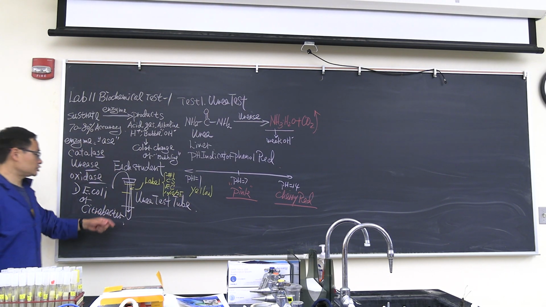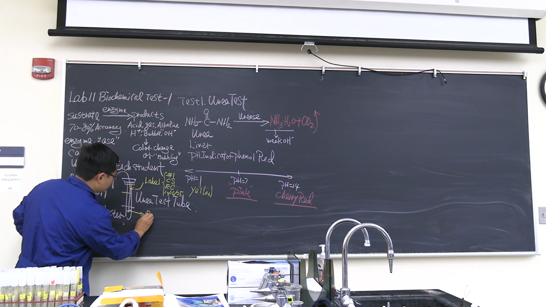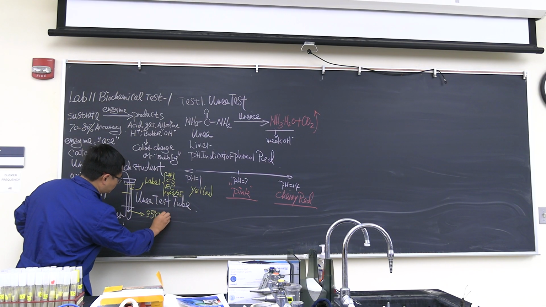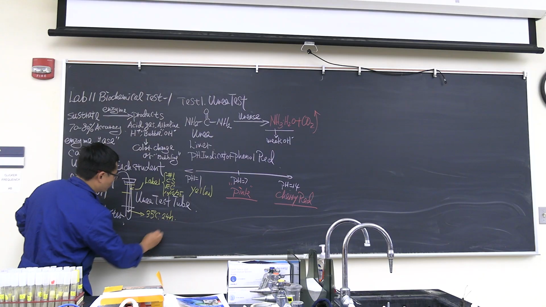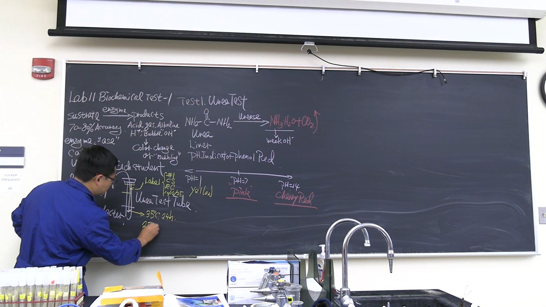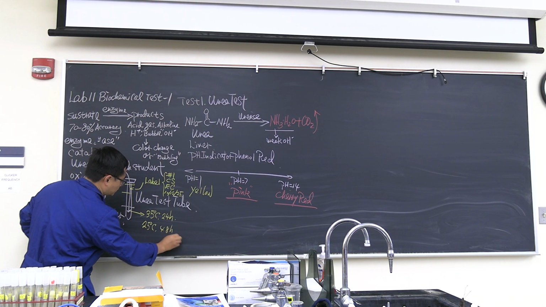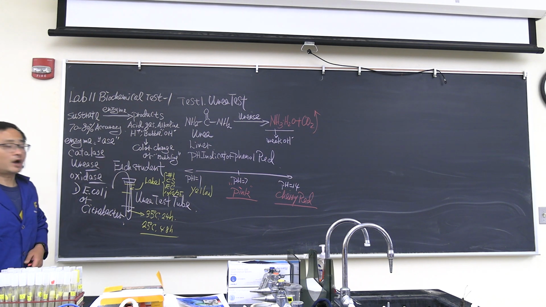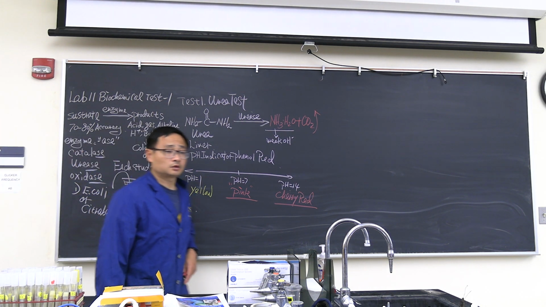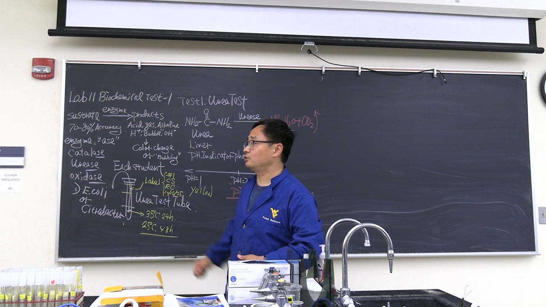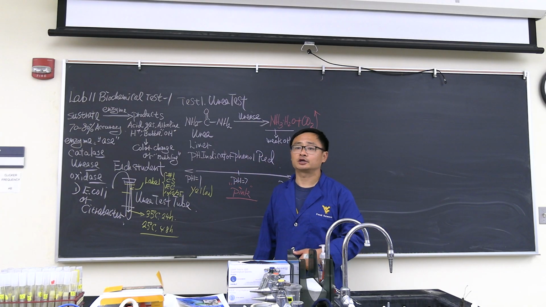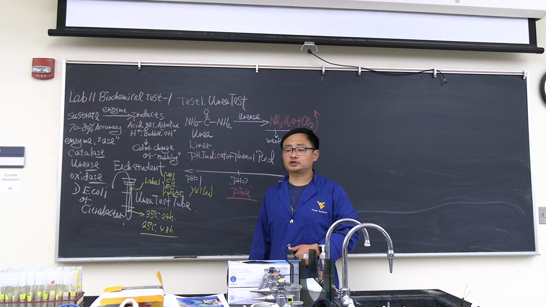Okay? And this tube, ideally 35 degrees Celsius 24 hours. What we will do, 25 degrees Celsius 48 hours. It's the same thing. Why are we going to do this? Otherwise, you will spend half an hour to find your tube on Thursday. It's going to waste a bunch of time.